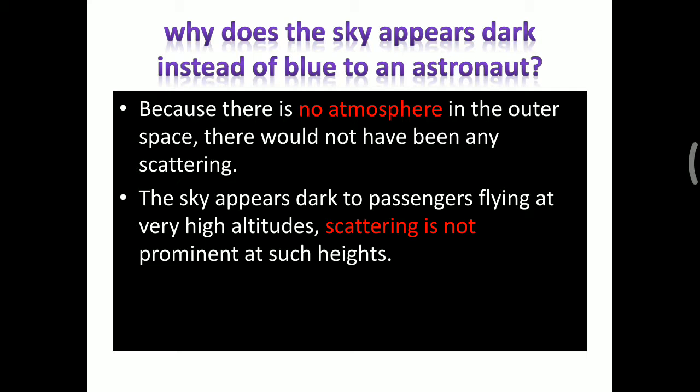So the sky appears dark to passengers flying at very high altitudes. The scattering is not prominent at such height. Why is scattering not prominent? Because there is no atmosphere. No atmosphere means no particles. No particles means no scattering of light. For that reason the sky appears dark instead of blue to an astronaut.